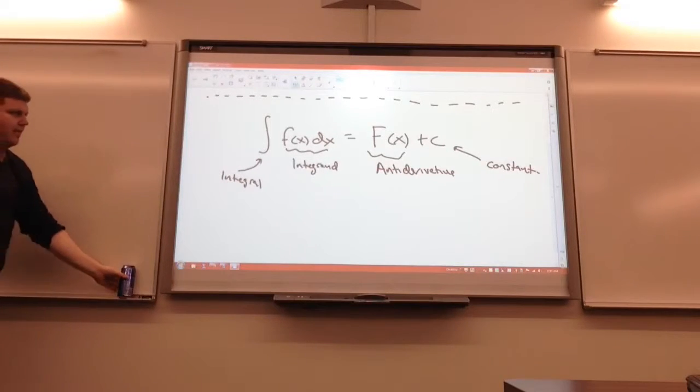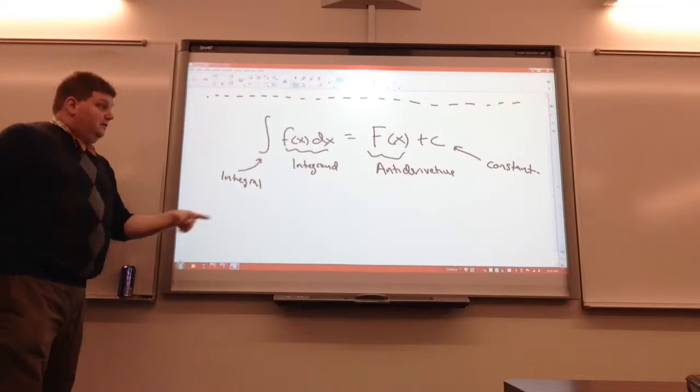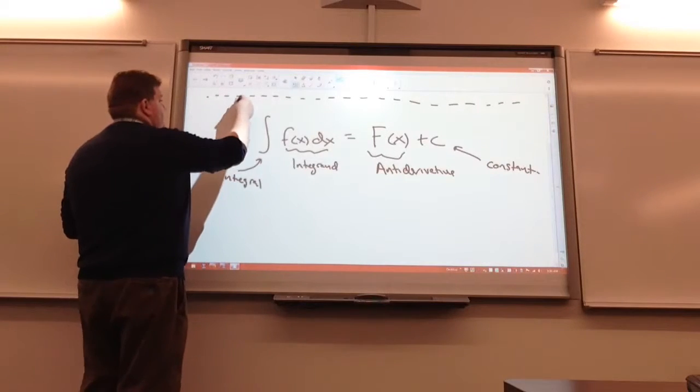So that's the equation for the indefinite integral? Yep, this is the indefinite integral. This is what it looks like right here. So I can come right here and say this is indefinite.